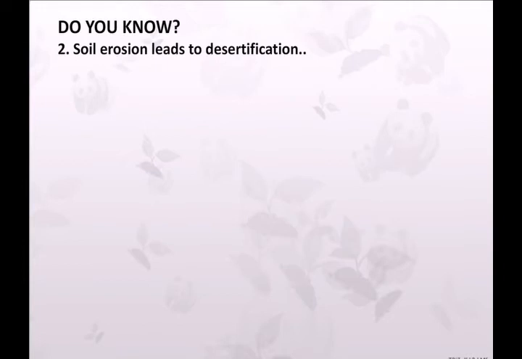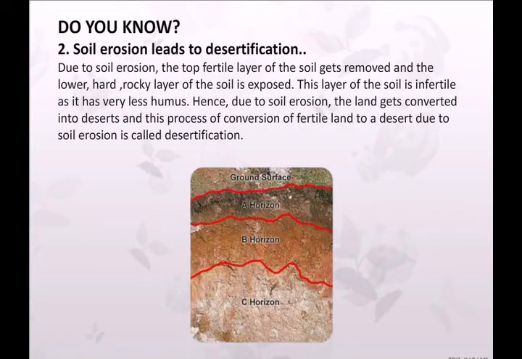Do you know soil erosion leads to desertification? Due to soil erosion, the top fertile layer of the soil gets removed and the lower, hard, rocky layer of the soil is exposed. This layer of the soil is infertile as it has very little humus. Hence, due to soil erosion, the land gets converted into deserts, and this process of conversion of fertile land to a desert due to soil erosion is called desertification.